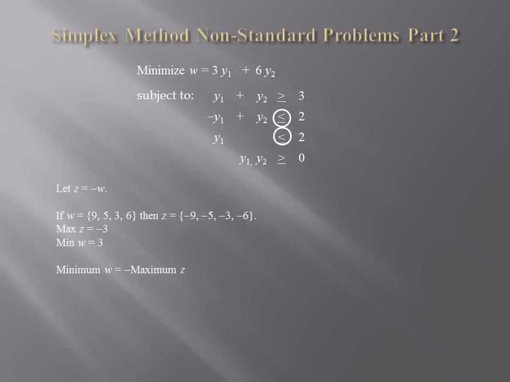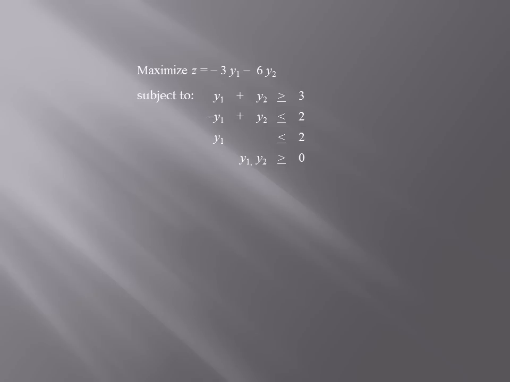Since z equals negative w, z will be equal to a negative 3y1 minus 6y2. That's because w is a positive 3y1 plus 6y2. So here is the maximum problem that we're going to be solving. We therefore are going to use the approach that was discussed in the previous lesson on solving non-standard maximum problems. This is a non-standard maximum problem.